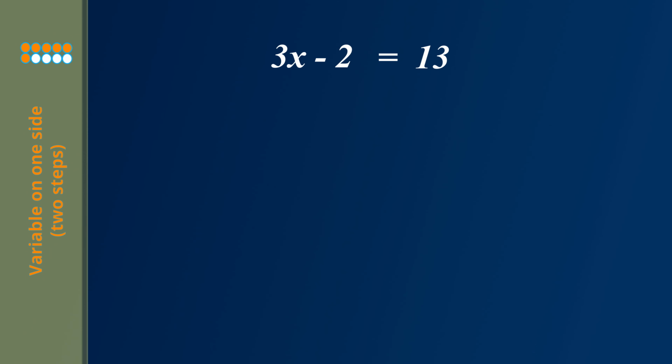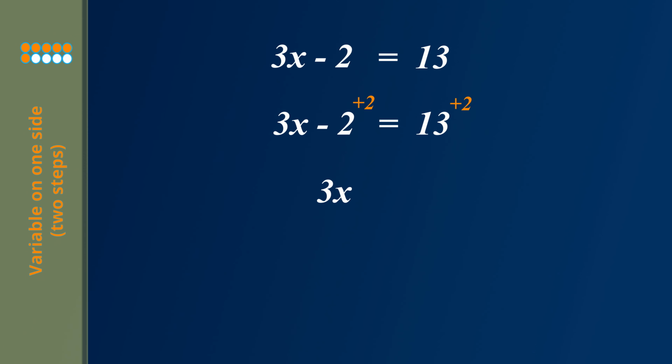3 multiplied by x, minus 2, equals 13. x is the unknown number. x was then multiplied by 3 and then 2 was subtracted. The result was 13. There were two operations that we will undo in the reverse order. The last operation that was done was to subtract 2, so we will do the opposite. We will add 2 to both sides.